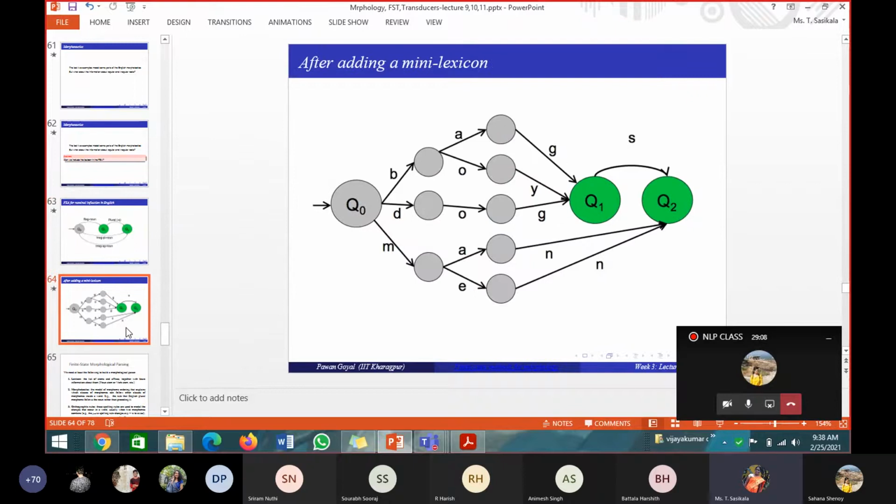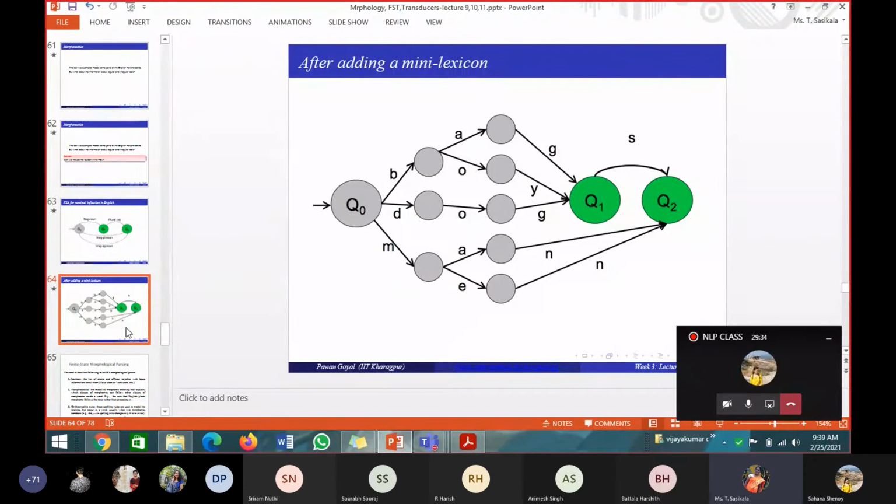So from Q0, now having all possible intermediate states that recognize the regular noun, to which one? Regular singular noun to which one? From Q0, now I have all possible intermediate states. So that will take your regular noun to which state? That will take the regular noun from Q0 to which state? Regular singular noun, Q1.